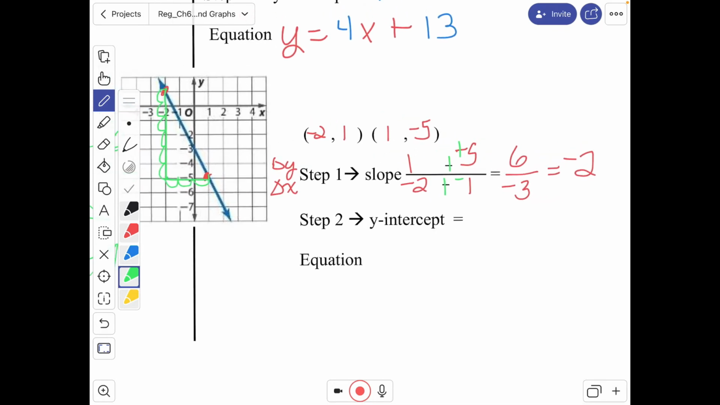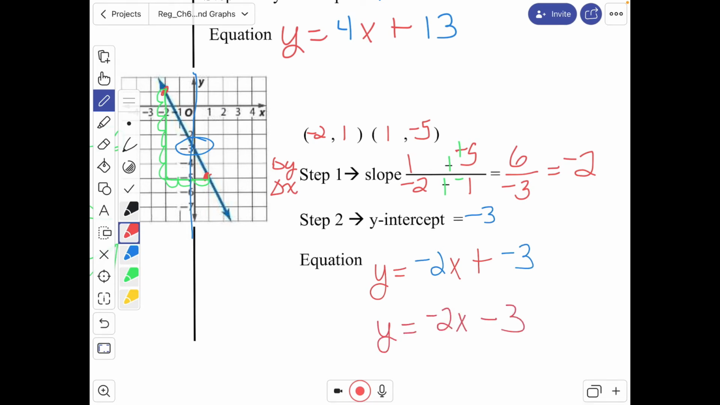The y-intercept, again, is very easy to find. Look for where it crosses the y-axis. That would be right there at -3. And then we're going to plug it into the equation. Y equals, first we put the slope, -2, times x plus b, which is this y-intercept. Okay, now you can write it as that, or you can write it as y equals -2x minus 3, because plus a -3 is the same as just -3.